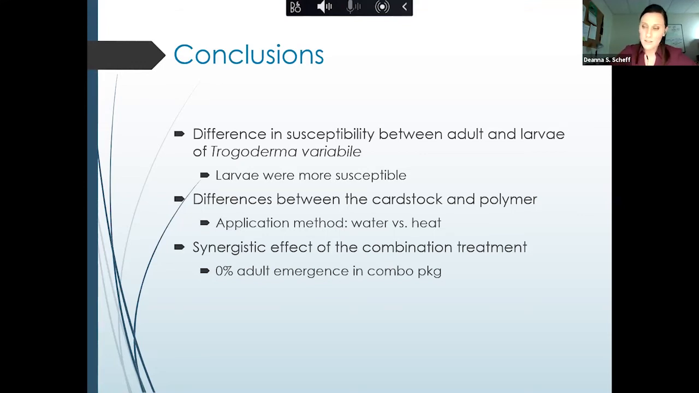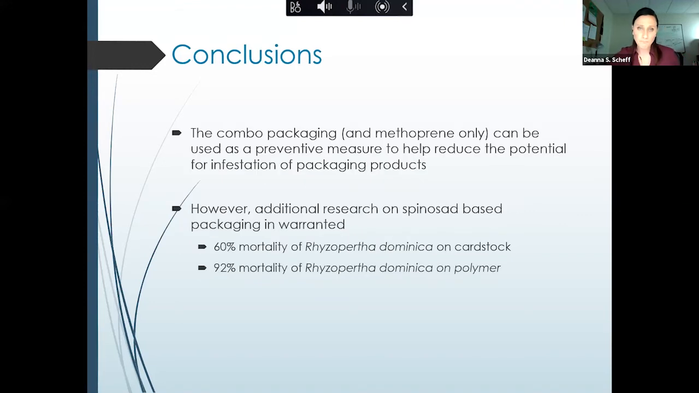But it's interesting to see that we are getting a little bit of a synergistic effect of that combination treatment of methoprene plus spinosad. So this is a great tool, both the combo and methoprene, that can be used as a preventive measure to help reduce the potential of infestation of packaged products. However, we still need to do some more additional research on the spinosad-only packaging.